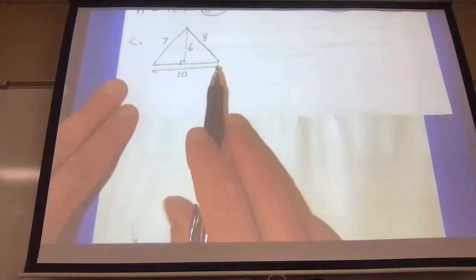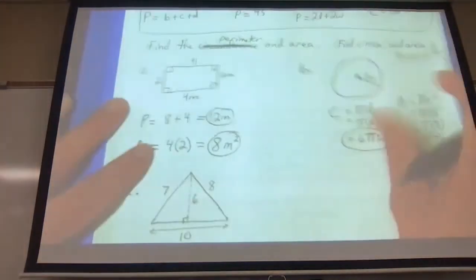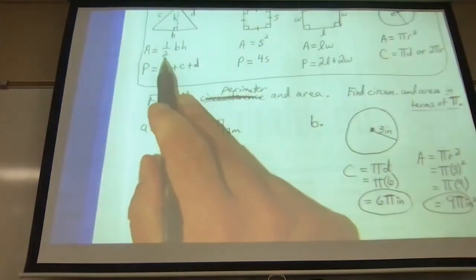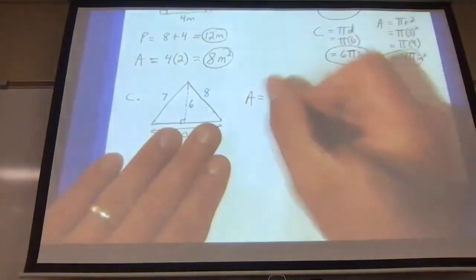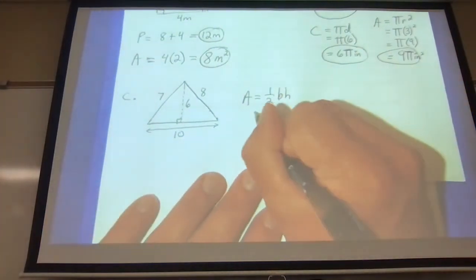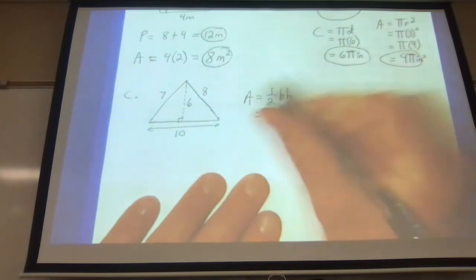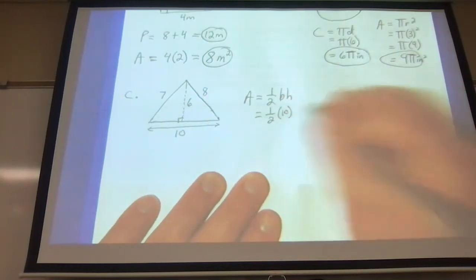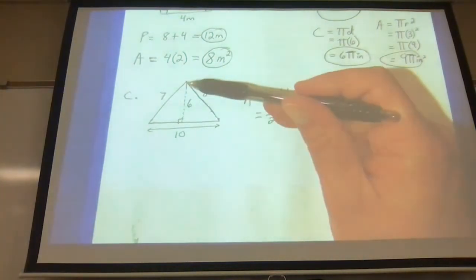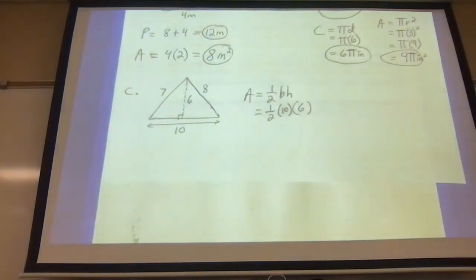All right, now let's go to our formulas. With this one, triangle, we've got area and perimeter. So let's go to area first. Area of a triangle, we said was half the base times the height. Now you just have to put in the parts. The half is going to stay where it's at. Your base is 10. And the thing you got to be careful of, the height. That's how tall your triangle is. The triangle is 6 units tall.